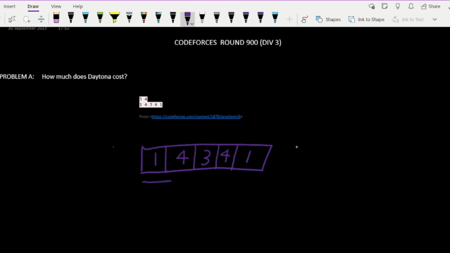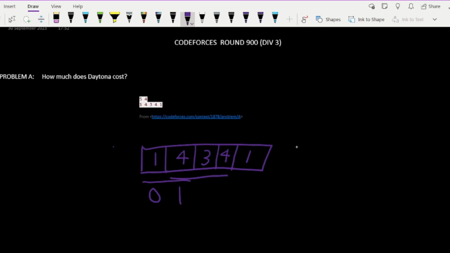For example, if you take this subarray, it will not qualify, because in this subarray from index 0 to 1, 4 occurs one time and 1 occurs one time. The number of occurrences is equal, but we need 4 to occur more than the number of occurrences of 1. So this will not be counted.